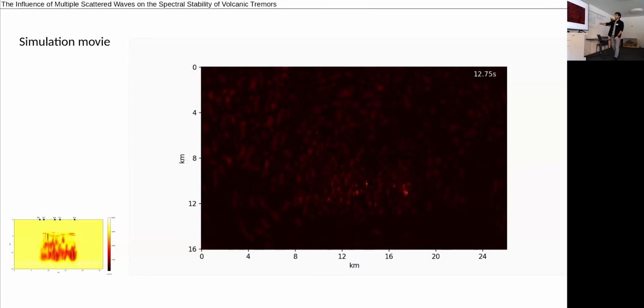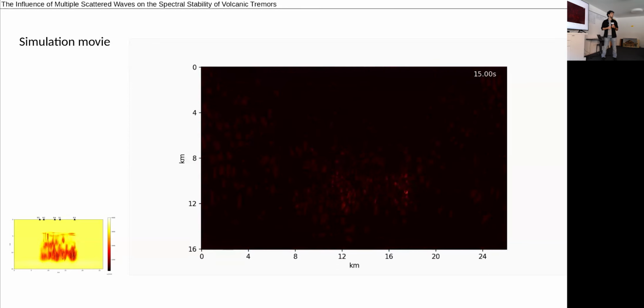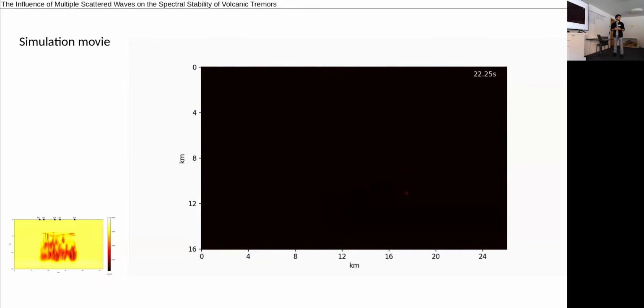But also what is important to notice is that there are some areas in which it seems that there is more energy. So those areas are basically some dikes. Dikes are characterized by really slow velocity and also by big, large impedance contrasts compared to the surrounding environment.